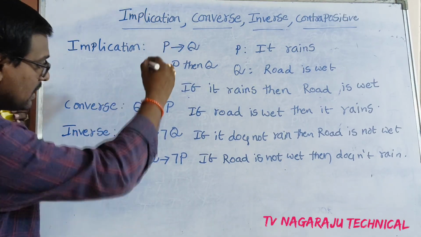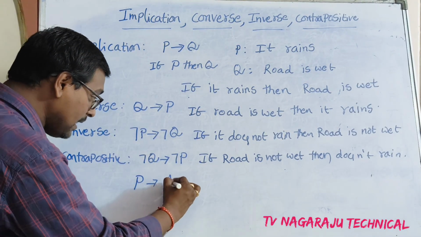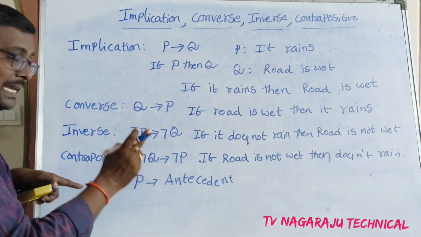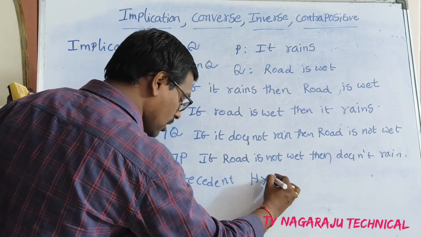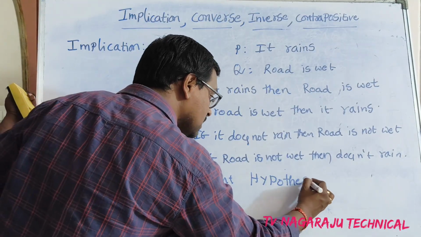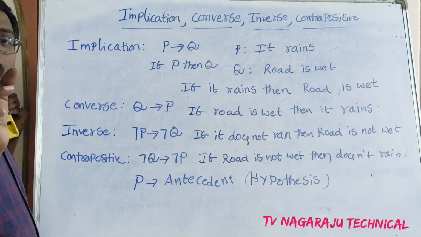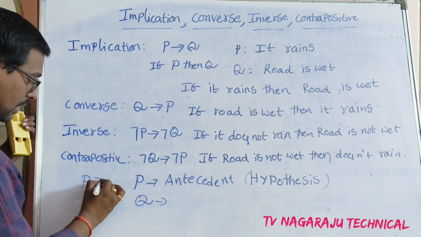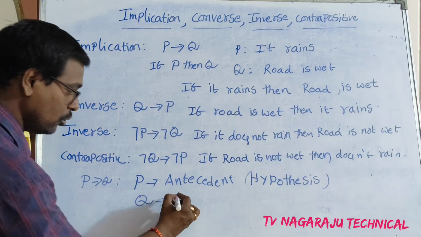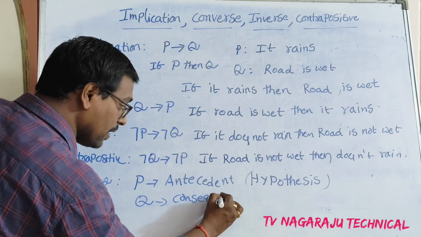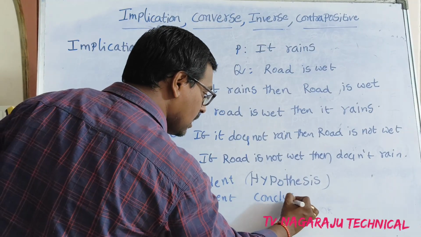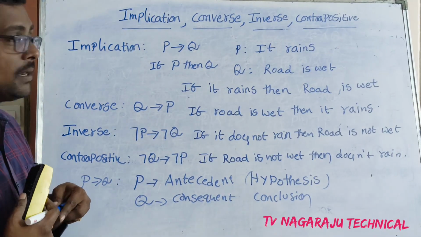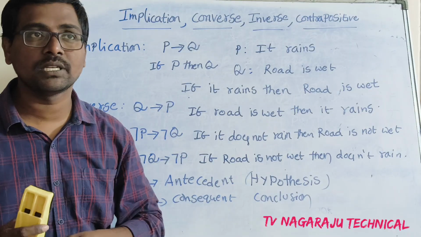Remember the terms in this P, Q: the P is called antecedent. It is also called hypothesis. And the second one: in P implies Q, the conclusion Q is called consequent. It is also called conclusion. Remember the two terms, hypothesis and conclusion. Clear? This is implication, converse, inverse, and contrapositive.